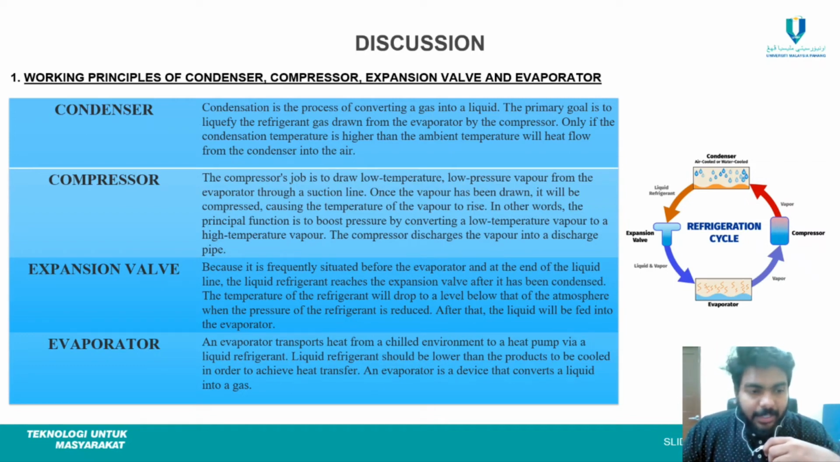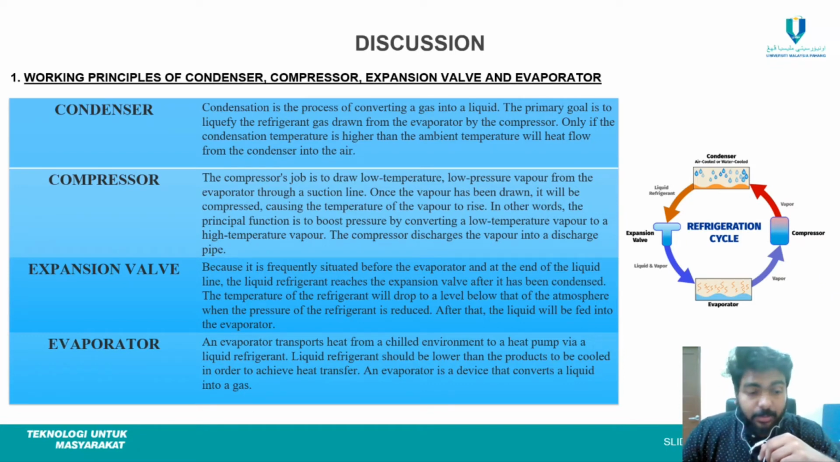So next will be the expansion valve. It is frequently situated before the evaporator and at the end of the liquid line. So the liquid refrigerant reaches the expansion valve after it has been condensed. So the temperature of the refrigerant will drop to a level below that of the atmosphere when the pressure of the refrigerant is reduced. After that, the liquid will be fed into the evaporator.